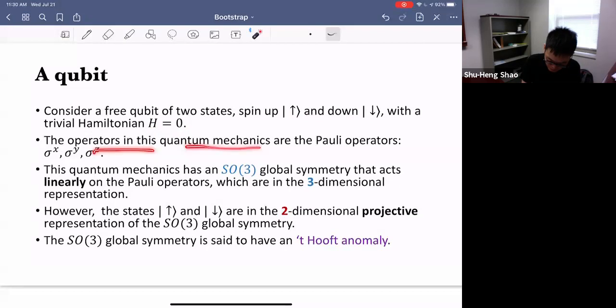The operators in this quantum mechanics are the Pauli operators, sigma x, sigma y, sigma z. The operators are in the 3-dimensional representation of an SO3 global symmetry. And of course, the SO3 global symmetry operators are just exponentiation of the sigmas. However, the states are in a 2-dimensional representation of SU2. In other words, it's in a 2-dimensional projective representation of the SO3 global symmetry. So in that sense, a single qubit has an SO3 global symmetry with a 't Hooft anomaly. This is the simplest possible example of an anomaly in any quantum system.